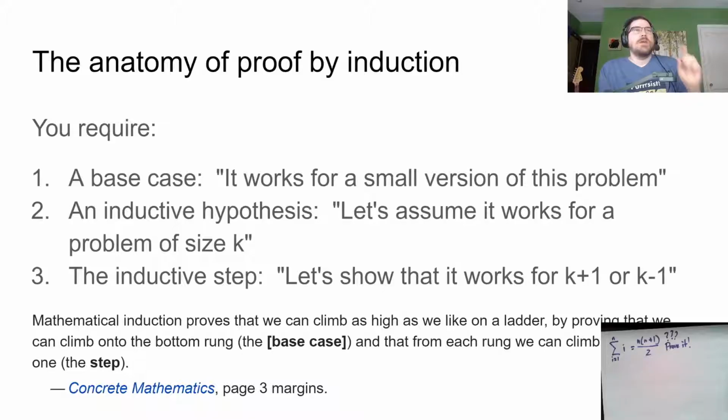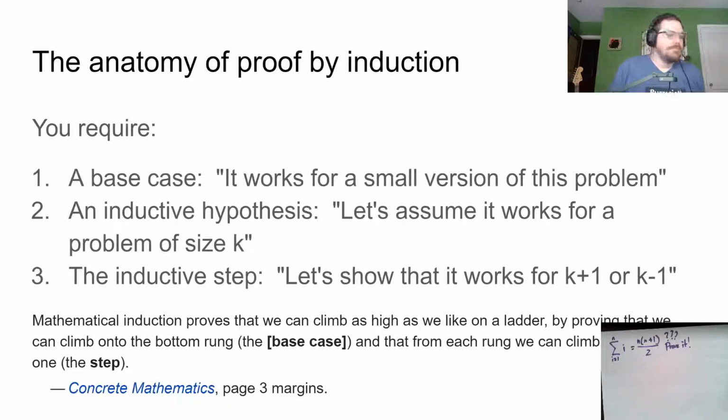So you need a base case. And what the base case is saying is it works for a small version of this problem. Then you need an inductive hypothesis. Let's assume it works for a problem of size k, some k. We just pick a k, any k. K could be 40, k could be a million, don't know, right? And then the inductive step is let's show that it works for either a one value larger or one value smaller than k. So can we move in one direction, kind of up or down?